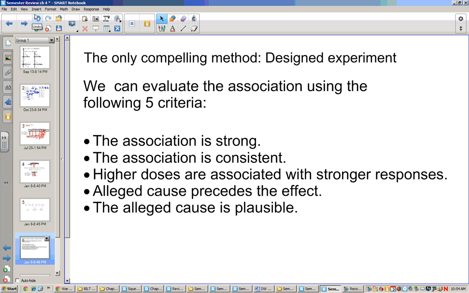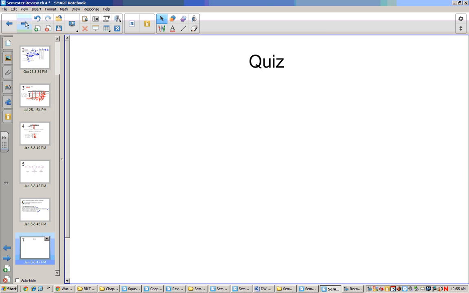Now, the only compelling method for showing causation is a designed experiment. However, we can evaluate association using these 5 criteria. The association has to be strong, it has to be consistent, higher doses have to have stronger responses, the cause has to precede the effect, and the cause has to be plausible. All right, and then that gets you through Chapter 4.